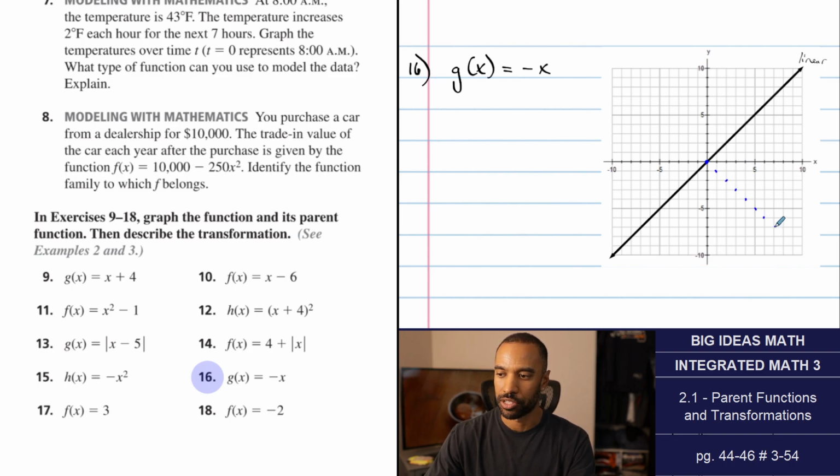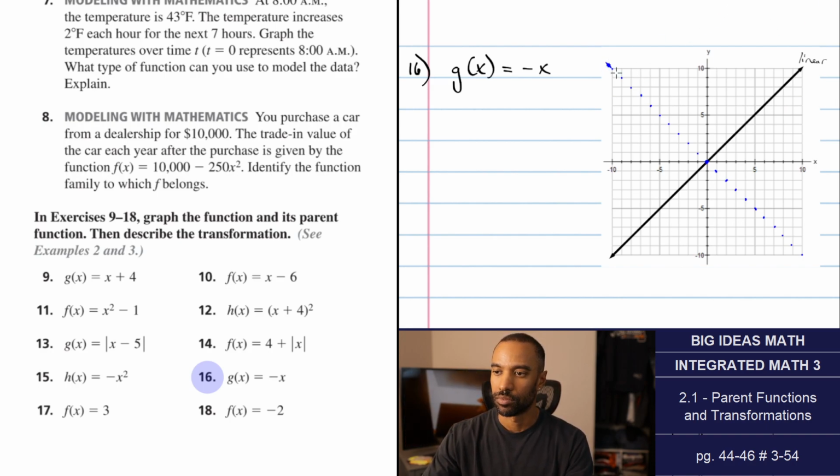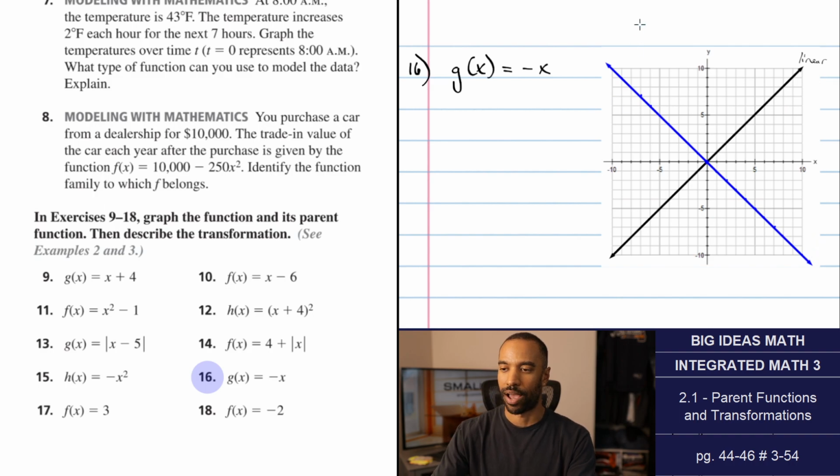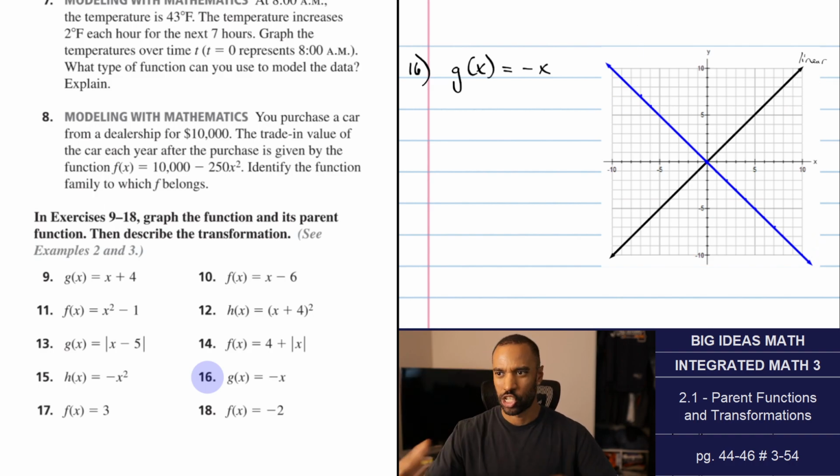Down 1, right 1 is our negative 1 slope. You can consider it a stretch factor of negative 1. You can consider it a reflection in the x-axis. That's how I'm going to describe it. But it's a slope of negative 1, and that's how I'm graphing it. That's what I know. That's what I do. So there's that graph.